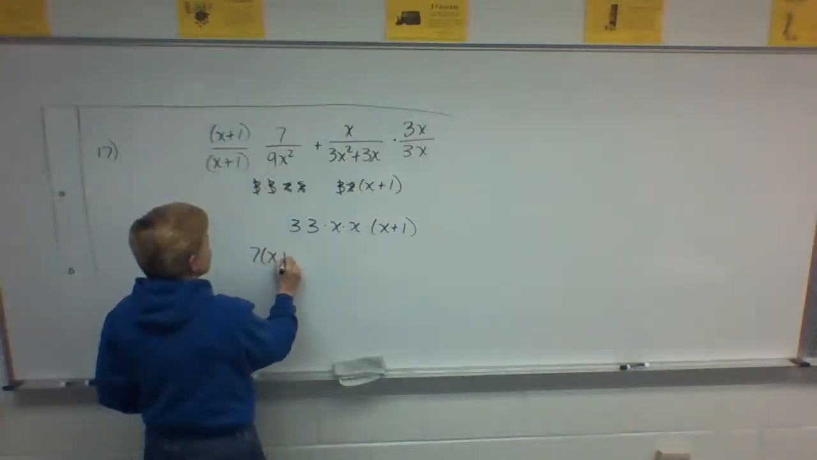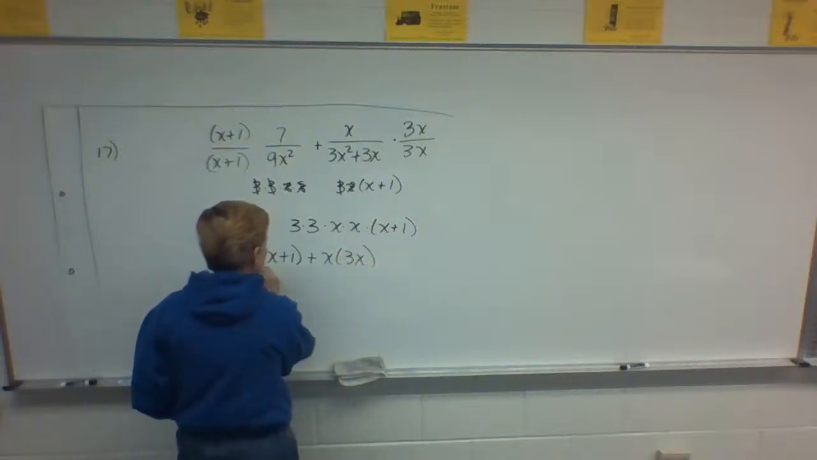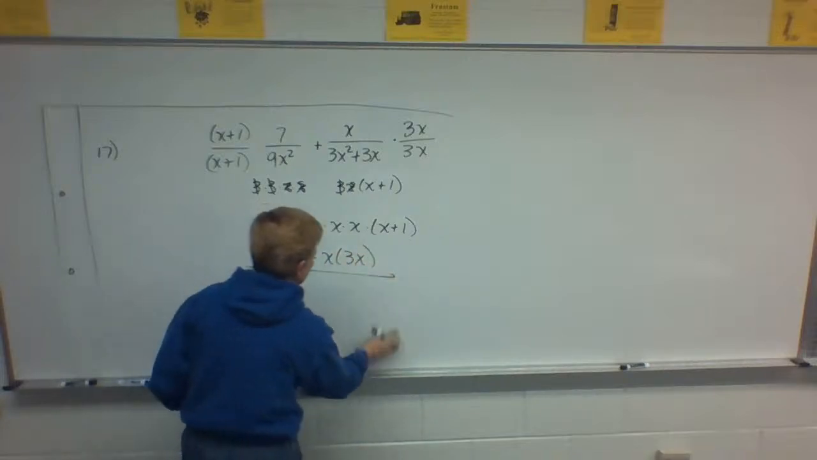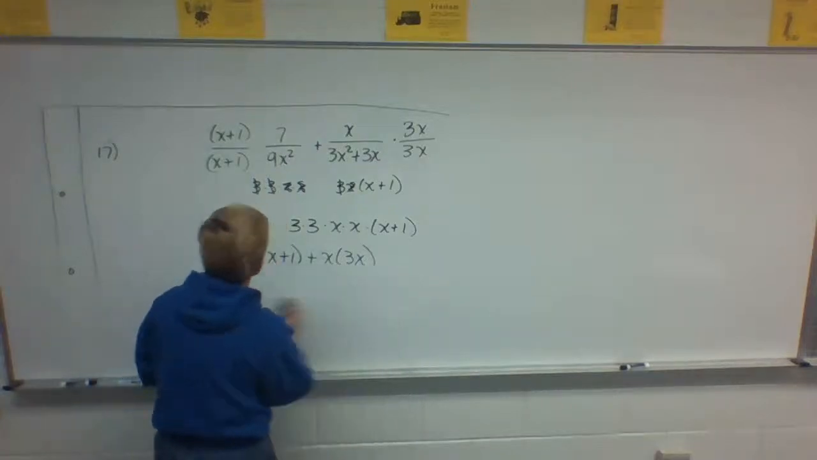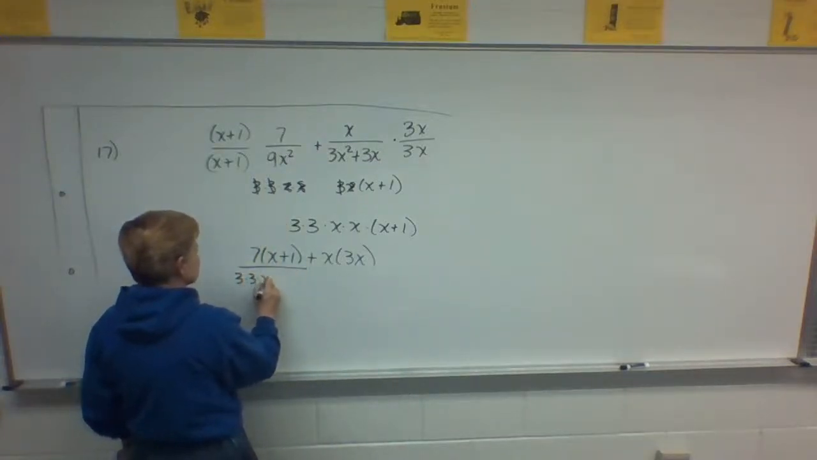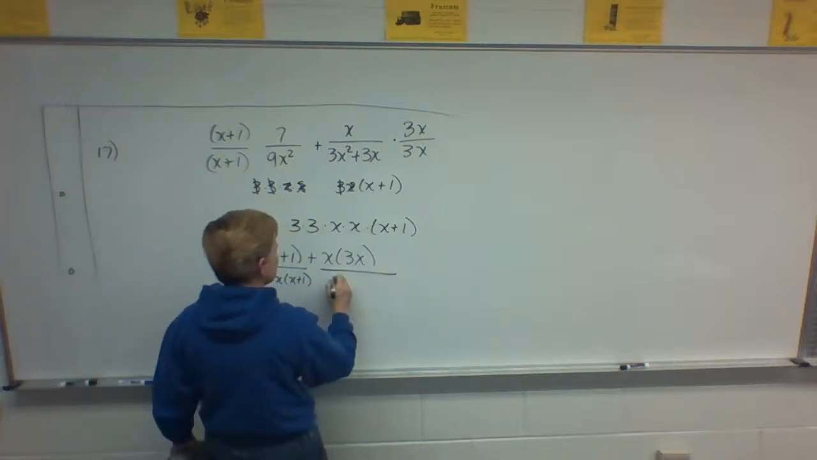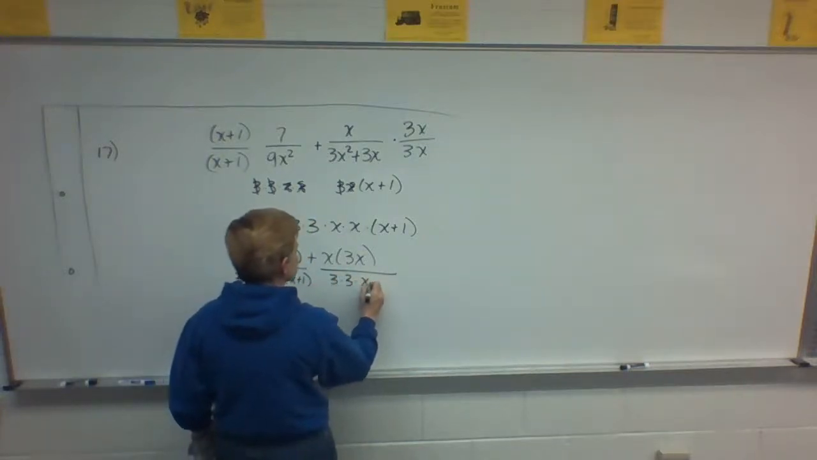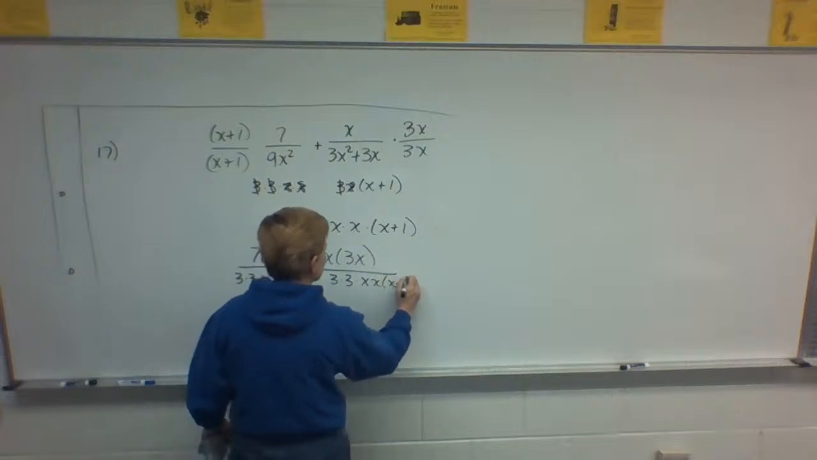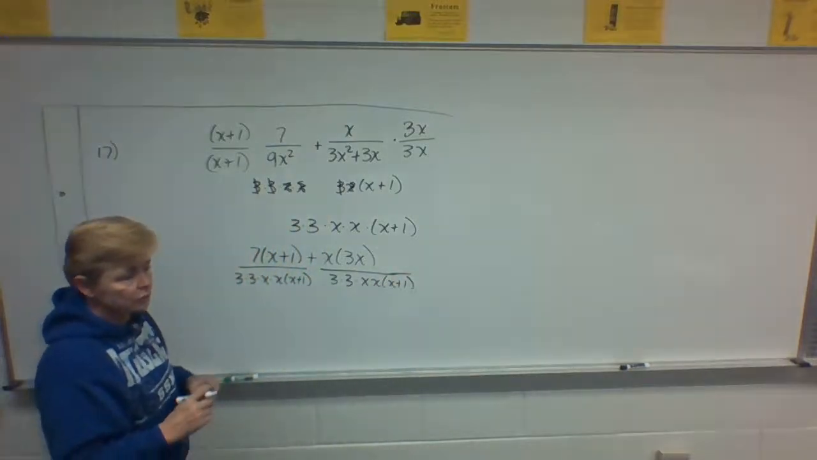Which leads us to this. 7 times x plus 1 plus x times 3x all over, well, maybe I shouldn't do all over. I'm slowing this down. This one would be over 3 times x times x times x plus 1. And this one would be over now 3 times x times x times x plus 1. They all now have everything they need for the common denominator that I chose, right?